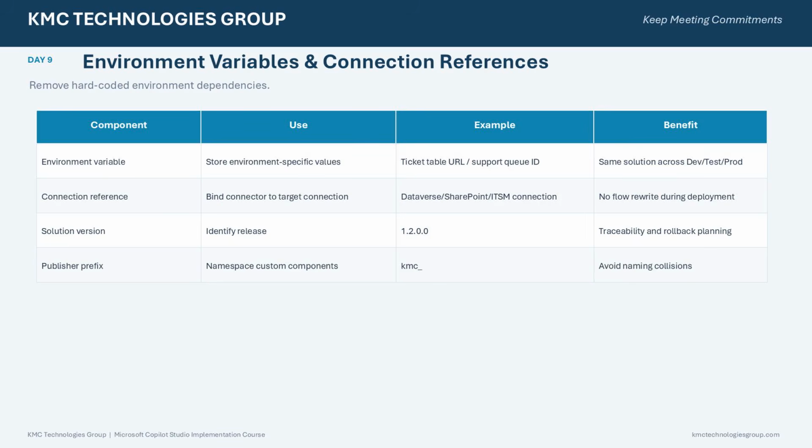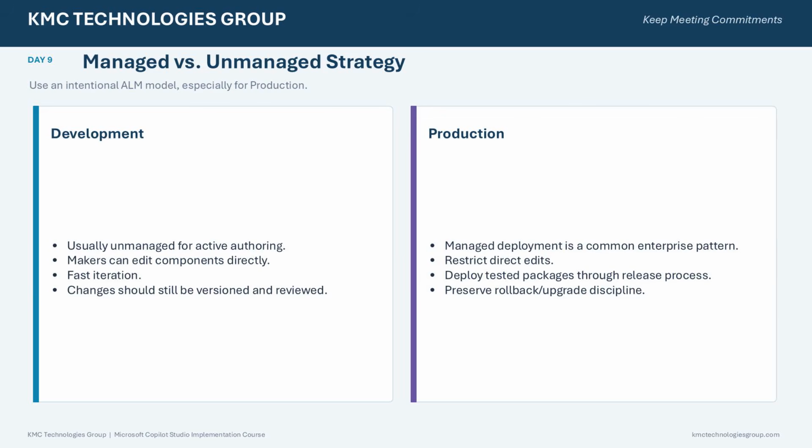Environment variables and connection references remove hard-coded environment dependencies. An environment variable stores values that differ by environment. For example, the ticket table URL or support queue identifier may be different in development, test, and production. A connection reference binds the flow or connector to the appropriate connection in each target environment. This allows the same solution package to move through multiple environments without rewriting the flow. Solution versions provide traceability, while a publisher prefix such as KMC can help avoid naming collisions. Use an intentional managed versus unmanaged strategy.